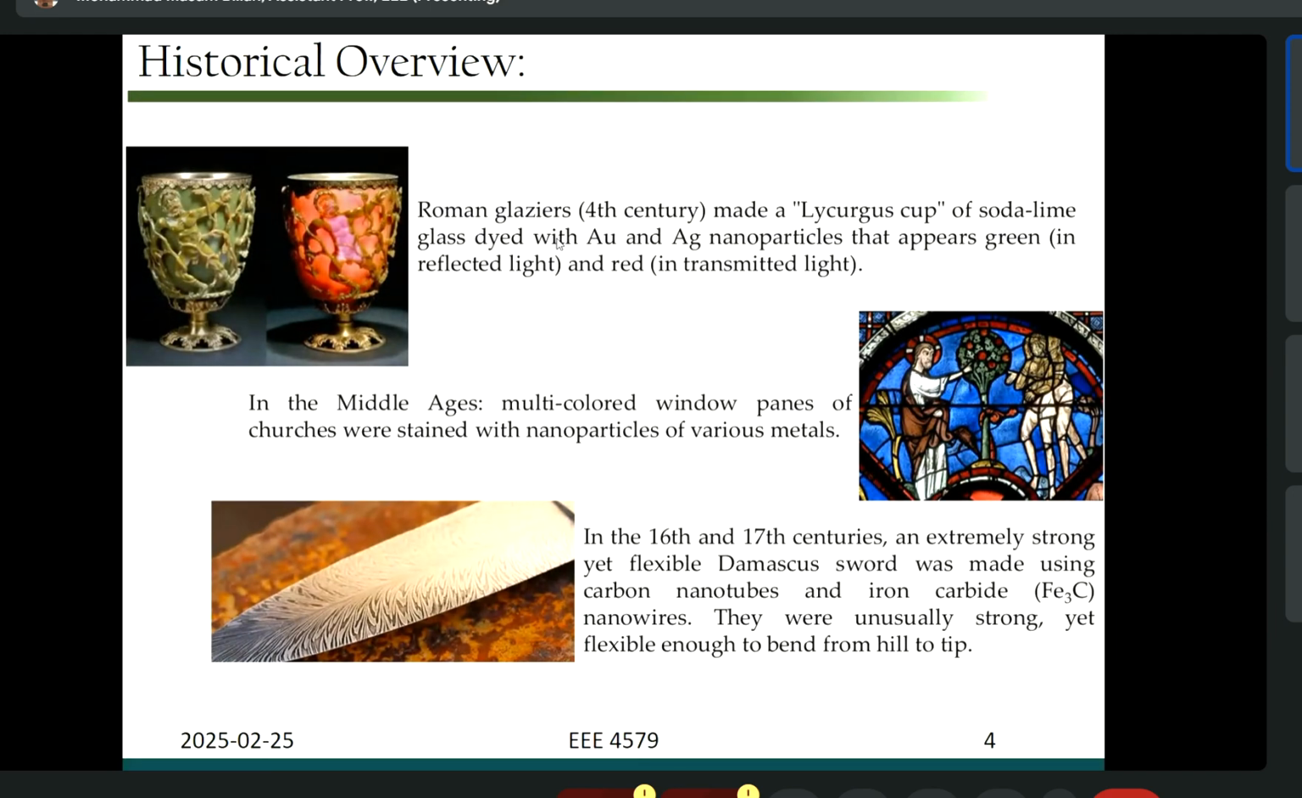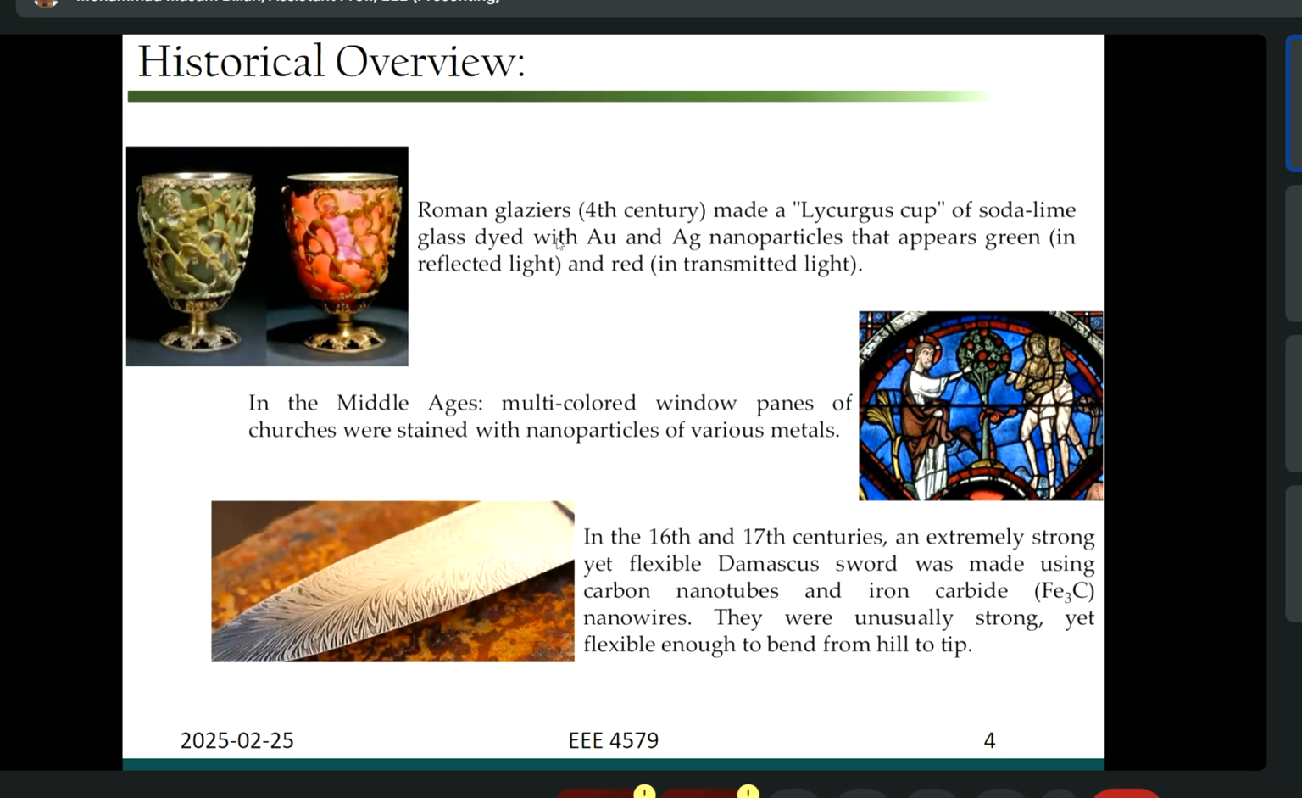So see, nanoparticle is not a new topic. People already used nanoparticles, but they could not distinguish them as nanoparticles. Rather, they considered it as a material. But nanomaterials, we already used from a long time back. 2000 years ago, human beings used nanomaterials, silver and gold nanoparticles.